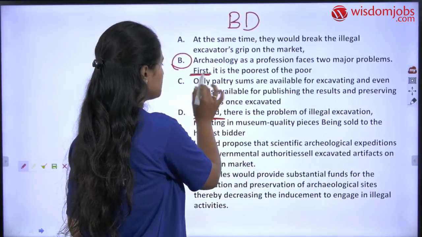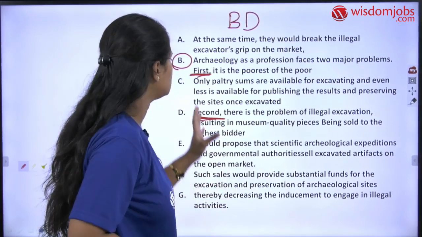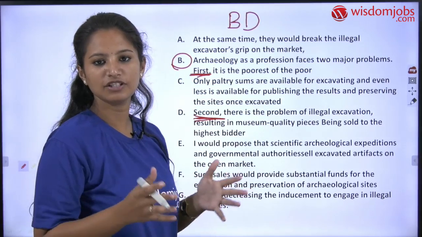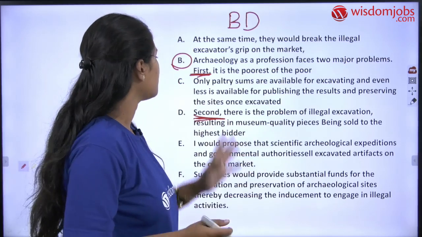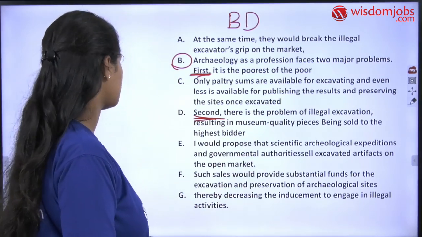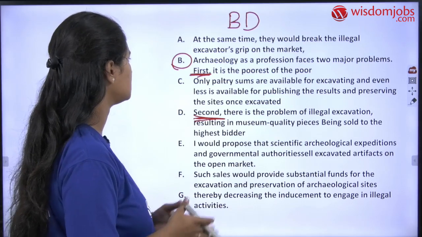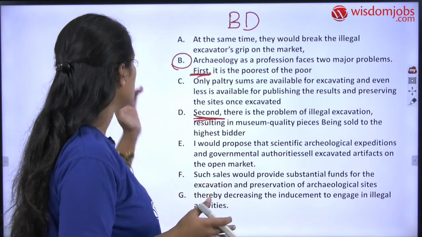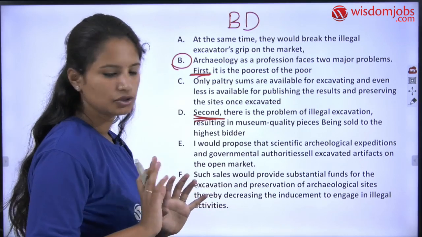There is a continuation of both the sentences by using that archaeology is a profession which faces 2 major problems. First, it is the poorest of the poor. Second, there is a problem of illegal excavation resulting in museum quality pieces being sold to the highest bidder. So B and D are together.